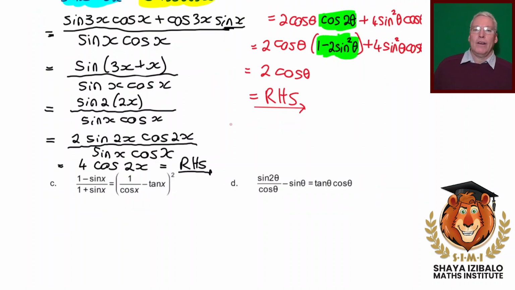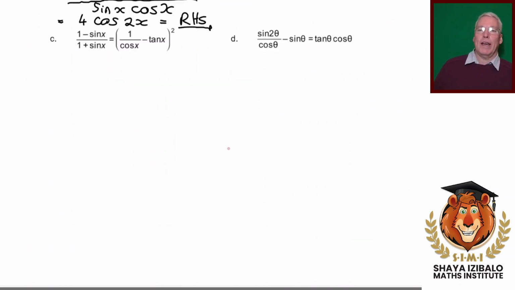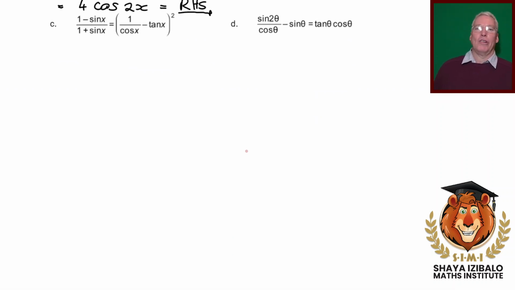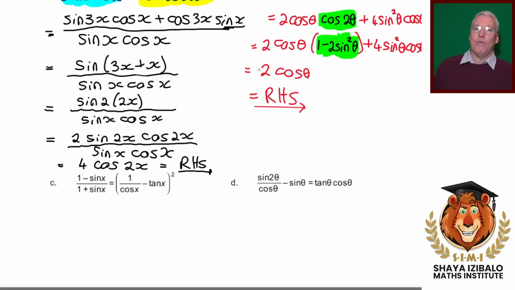Before the next lesson, try as many of these as you can, and we'll go over them next time. We'll try and help you with some strategies as to things that you can try. Right, but before you can make a success of these, you must know your identities, and you must know them really, really well.